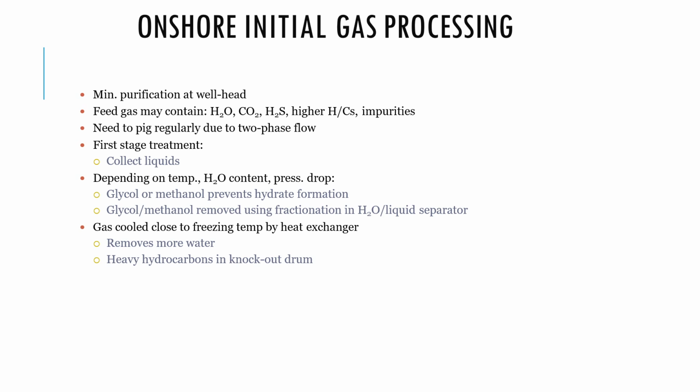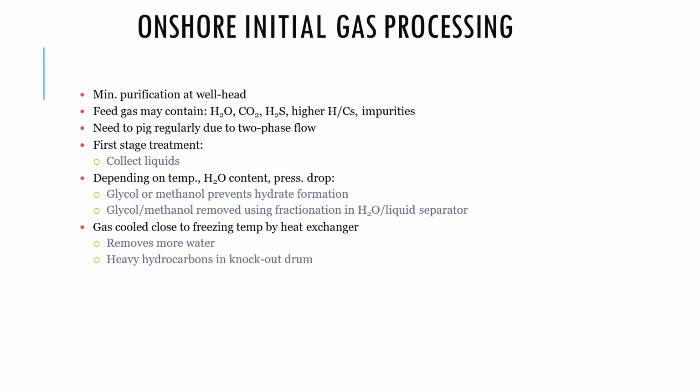So good afternoon everyone. Now we're going to talk about the last part of chapter 3, where we're going to look at what we call the onshore and offshore initial gas processing. And this is normally done at the wellhead, where you do minimum purification or minimum treatment to remove a small fraction of H2O, CO2, H2S and some impurities as well.